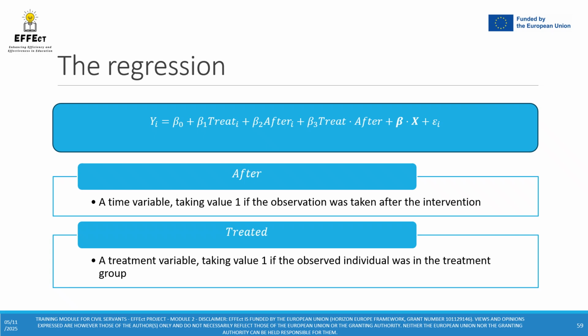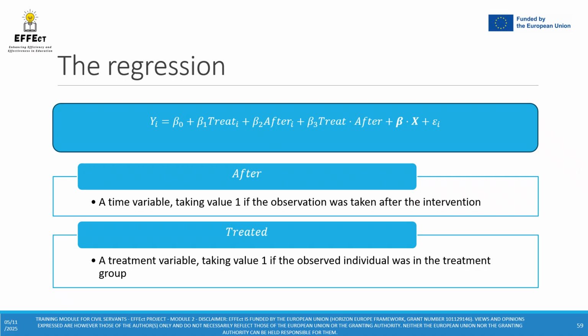If we have the control group before the treatment, then treatment would be equal to 0, after would be equal to 0, and therefore treatment times after would also be equal to 0, and we would only keep beta 0. If we have the control group but after the treatment, you would have beta 0, treatment would be equal to 0, but after would be equal to 1. Therefore, we would only keep beta 0 and beta 2, as treatment times after would also be equal to 0.